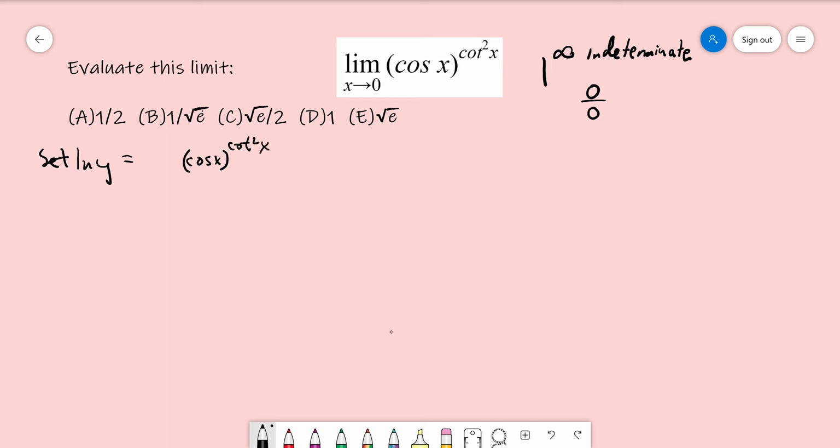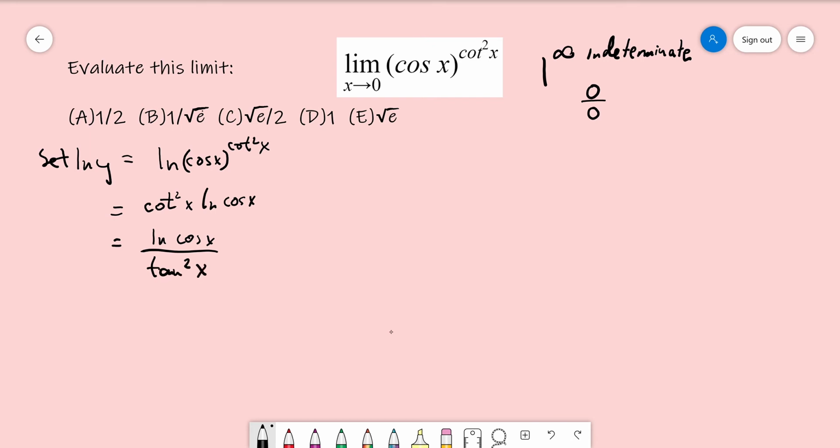Now we're going to take natural log of both sides, and remember that when you take the natural log of something raised to a power, then the power can come out in front. So we have cotangent squared x times the natural log of cosine of x. And remember that cotangent squared x is the same thing as 1 over tangent squared. So that gives us log of cosine of x over tangent squared x.